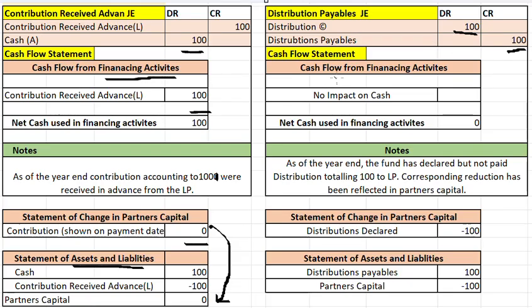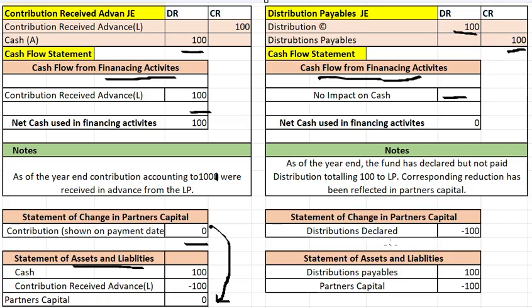And in the cash flow statements, cash flow from financing, there won't be any impact because the cash was not paid yet. But in the notes section, we will be mentioning there was a capital distribution for 100, and the corresponding reduction will get reflected in the partners capital.